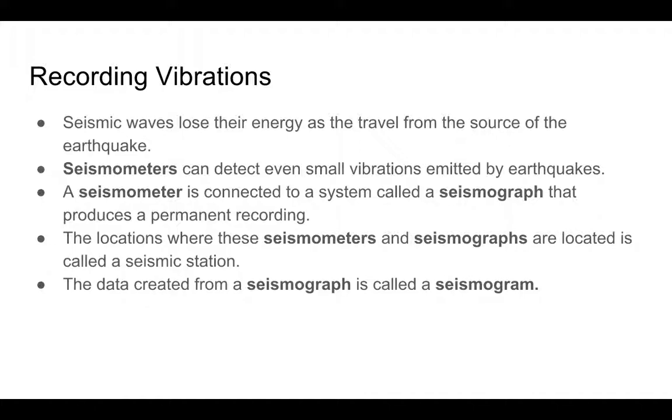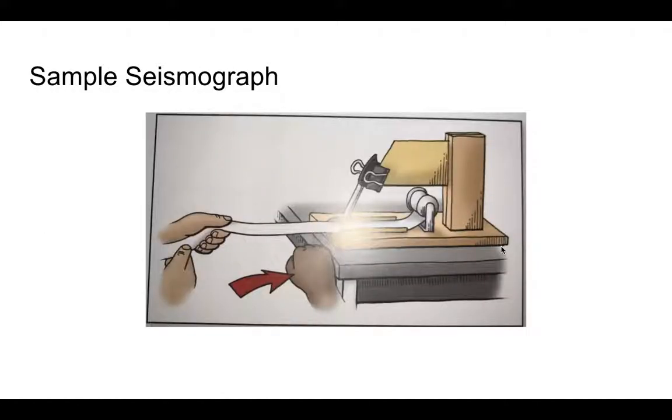So I told you guys that a seismic station is where all this data is collected. That's where these seismometers and seismographs are held. The specific data sheet that is made by a seismograph is called a seismogram. Okay, so this is a sample seismograph. This right here is actually our seismogram. So this is where your data is going to be recorded. But the overall object is a seismograph. So it's what is doing the recording.